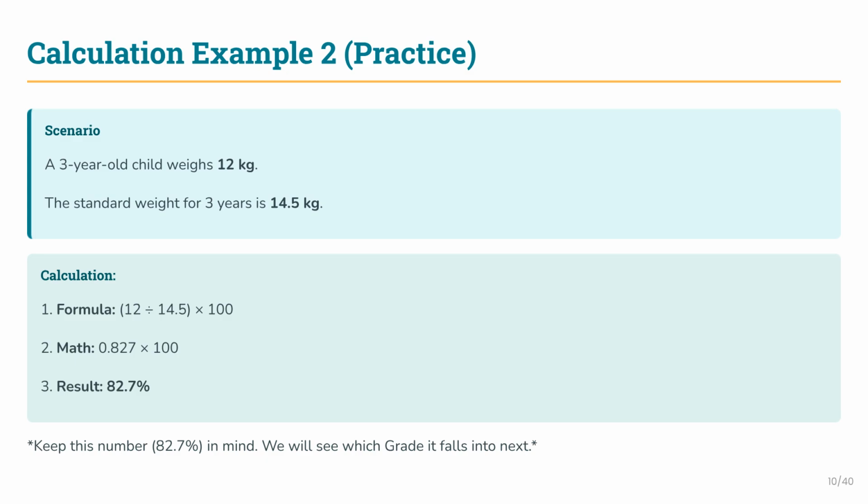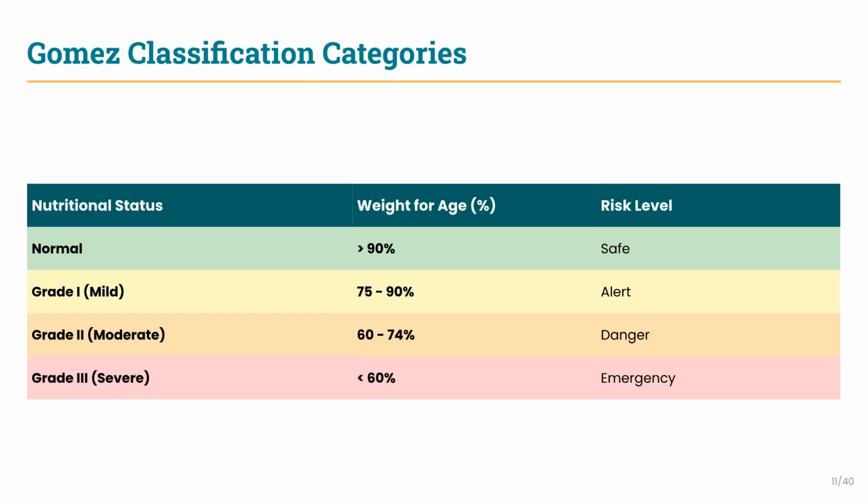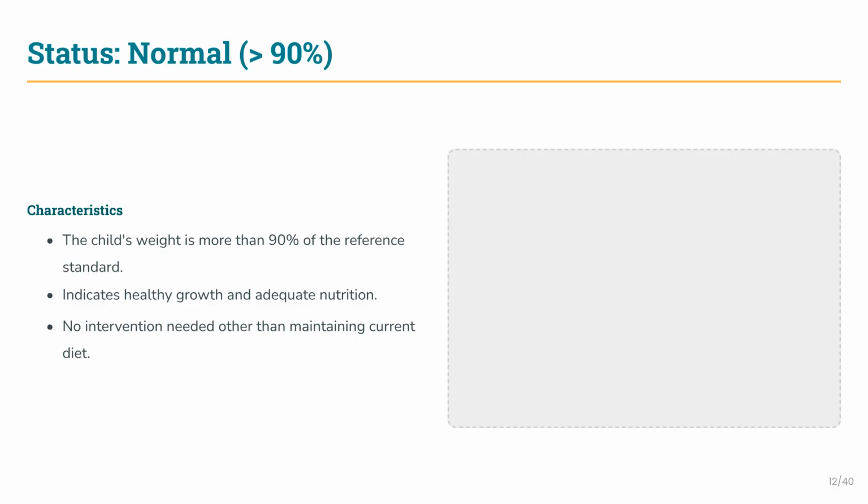In another example, a 3-year-old weighing 12 kilograms against a standard of 14.5 kilograms results in 82.7%. We will now see how these percentages are graded. The Gomez classification is divided into categories based on the calculated percentage of expected weight. A child is classified as normal if their weight is greater than 90% of the reference standard, indicating adequate nutrition. No intervention is needed, other than maintaining the current healthy diet.